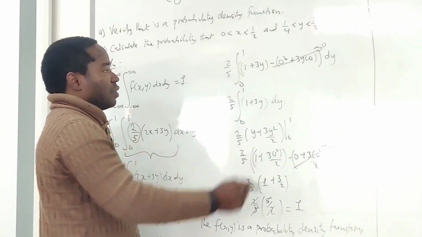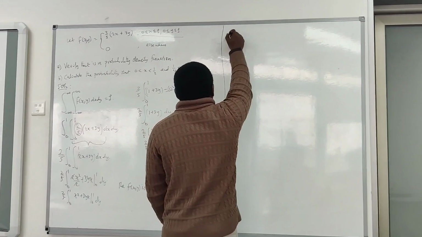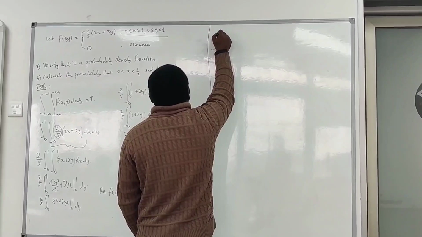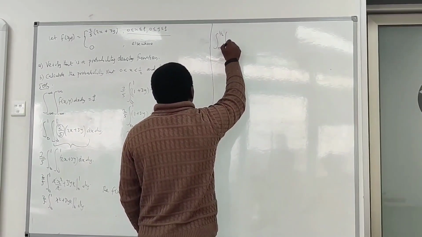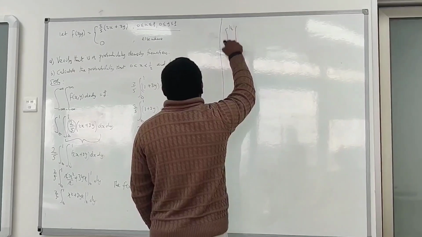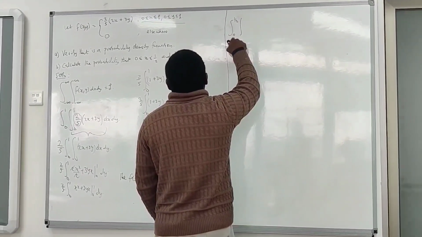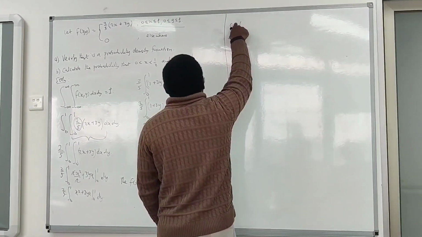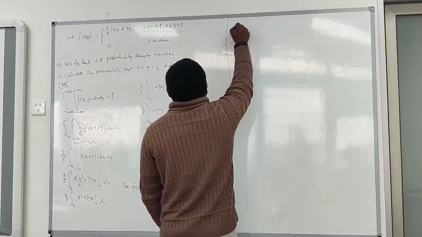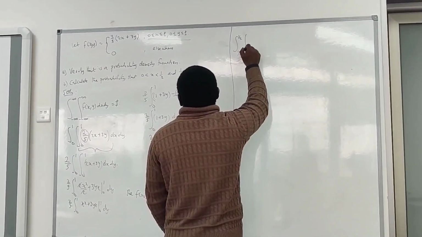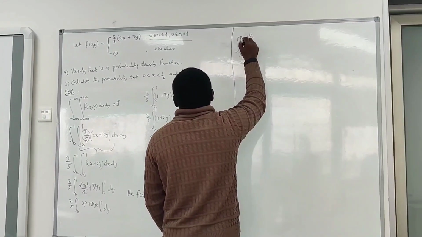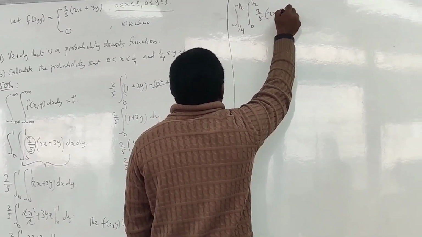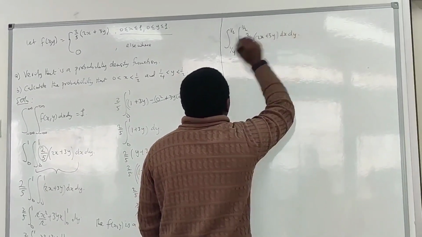Having established that our problem is a probability density function, we go ahead to calculate the probability within these given intervals. So here we have the integral from 0 to half, and here the integral from 0 to half. We have the integral from 1 over 4 to half, and from here the integral from 0 to half of our probability density function, 2 over 5 into bracket 2x plus 3y, dx dy.